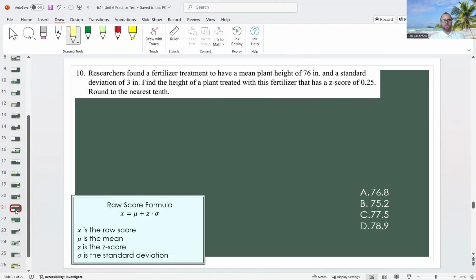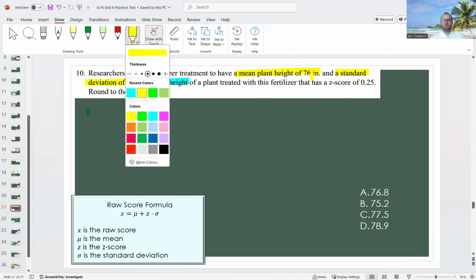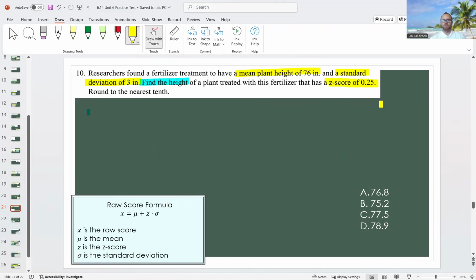Number 10 is very similar. This time you're given what? Let's see. Researchers found a fertilizer treatment to have a mean plant height of 76 inches and a standard deviation of 3 inches. Let's use a different color. They want us to find the height of a plant treated with this fertilizer that has a z-score of 0.25. Round to the nearest tenth. So they're giving you the mean, standard deviation, and z-score. They want the raw score. Can you find it?